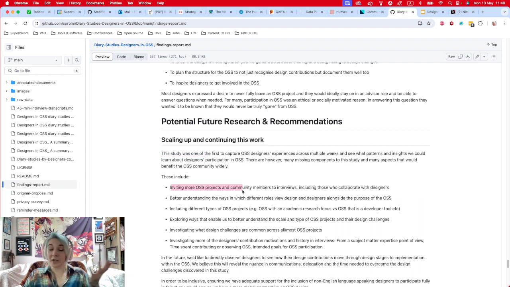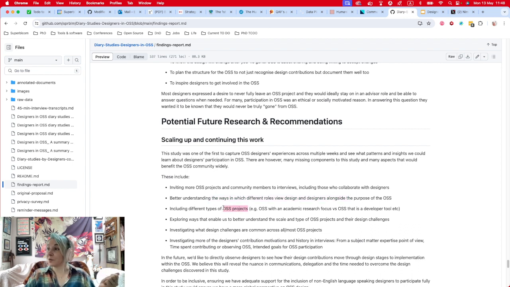So, inviting more open source software projects to contribute. One of the things I think would be really interesting is the projects that designers are contributing to and doing diary studies about. We're focusing really on the designers in this diary study. What if we also talked to the open source projects about how those contributions are being accepted, and the different perspectives? That would be really interesting. Better understanding the ways in which different roles view design and designers alongside open source software. So that's some of what we would ask open source software projects.